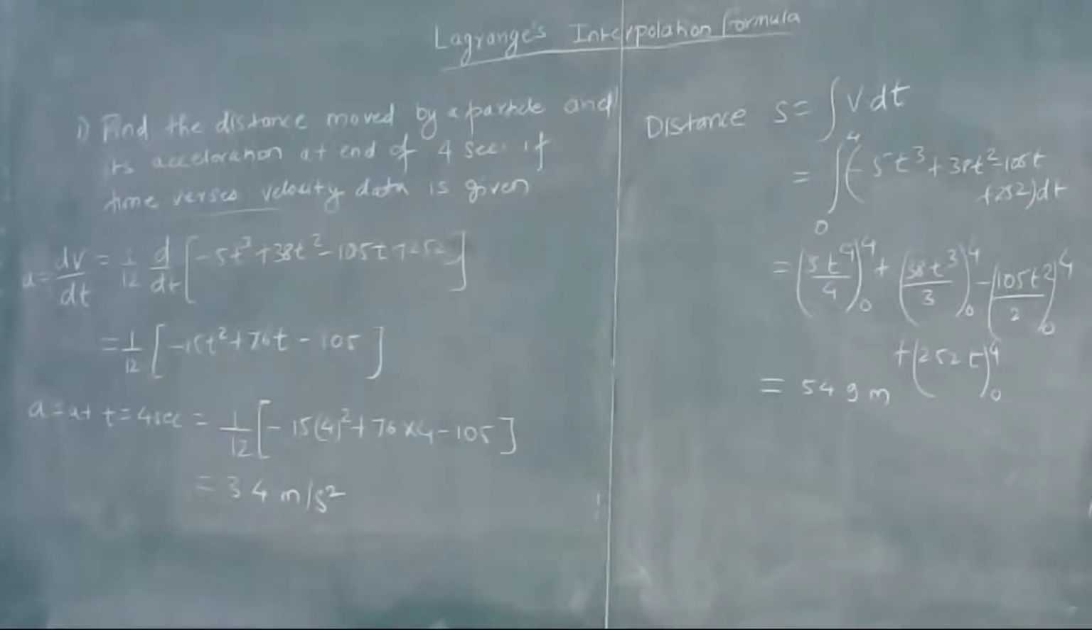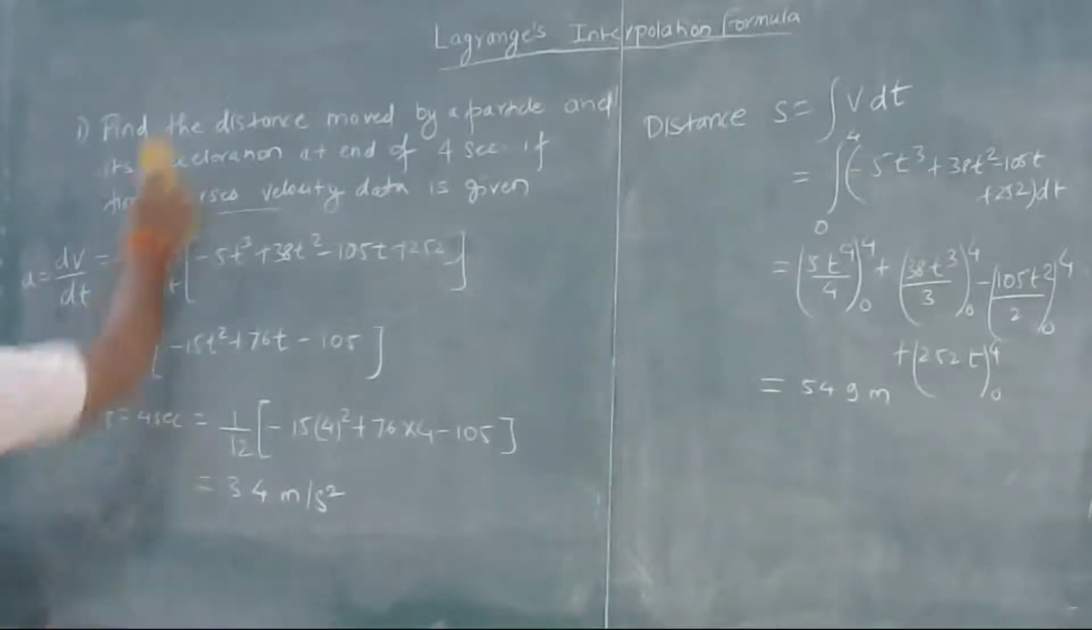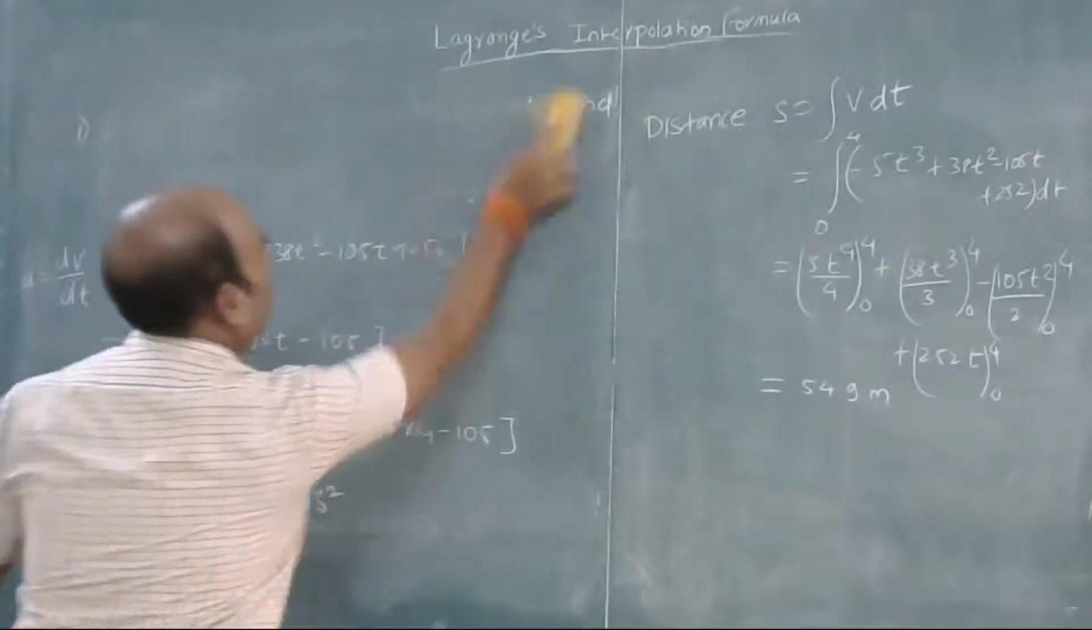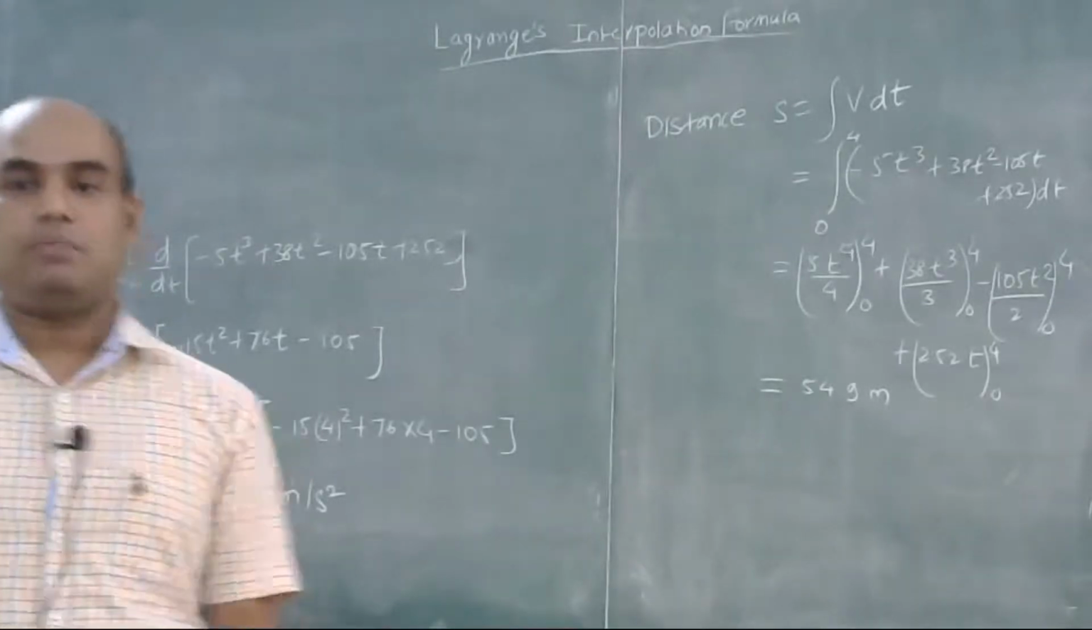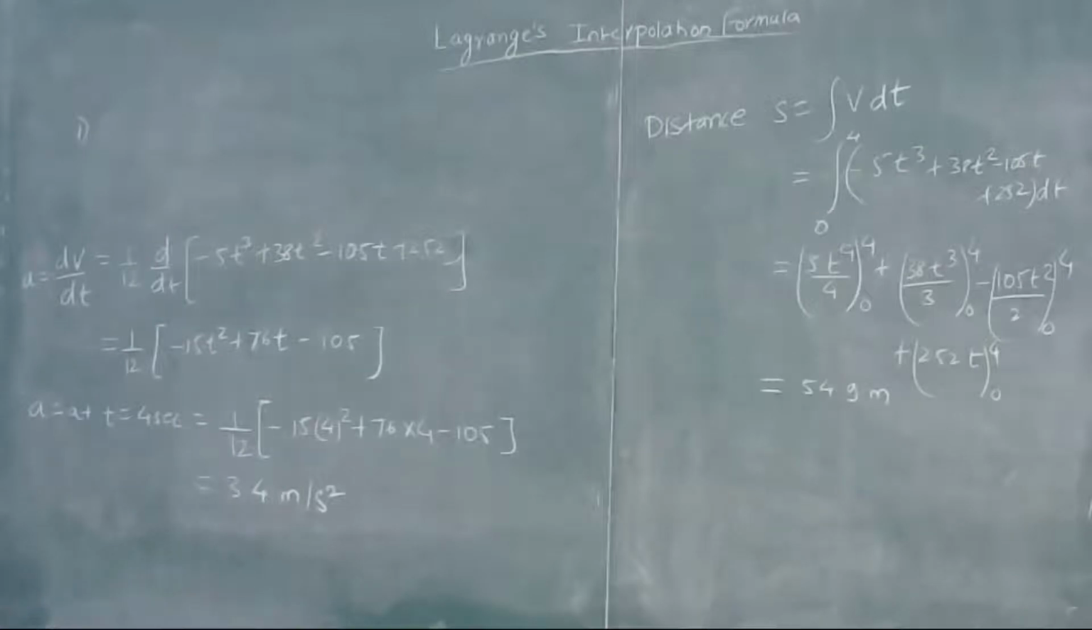So we will go to our last problem. These are some applications of Lagrange's interpolation. You can find a missing term, you can find acceleration and distance travel, and you can find the slope of the curve.